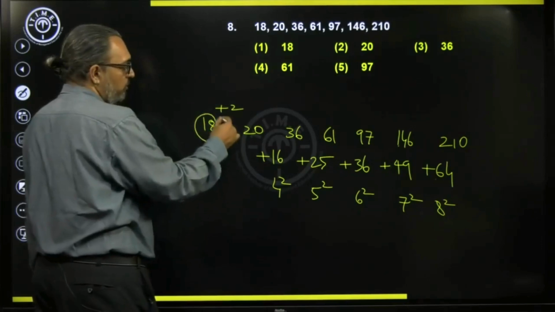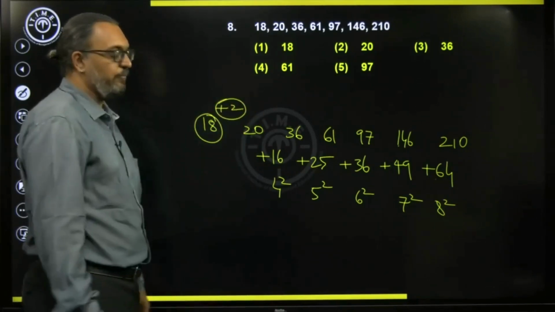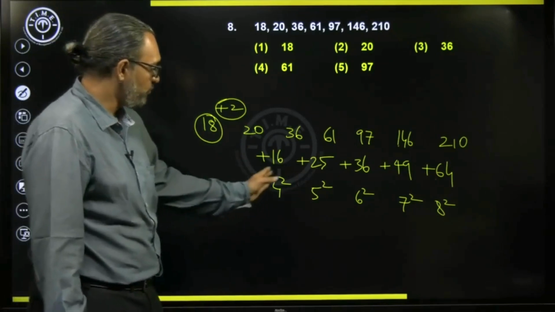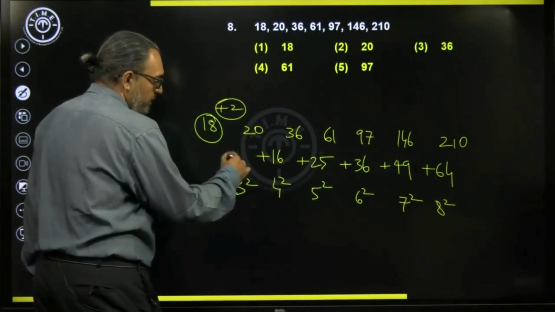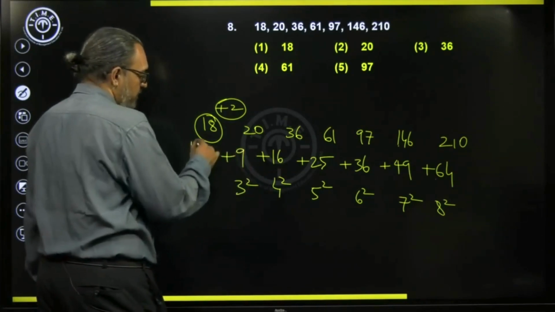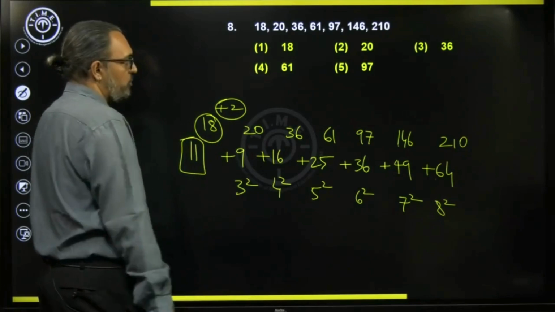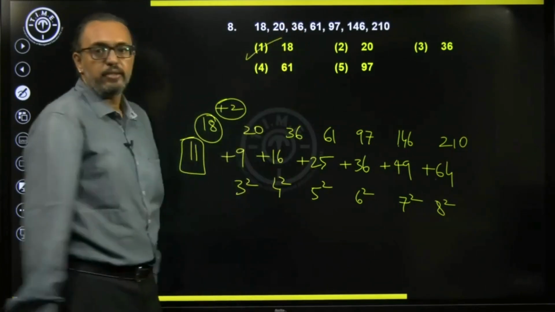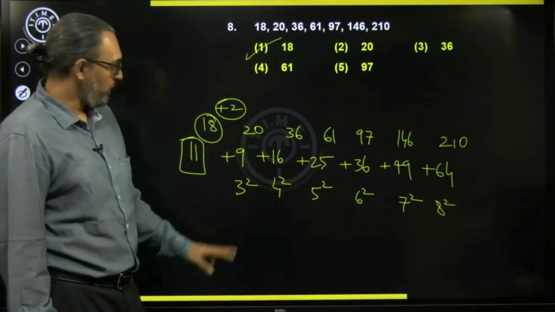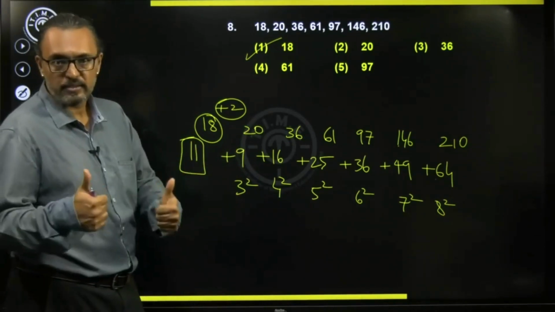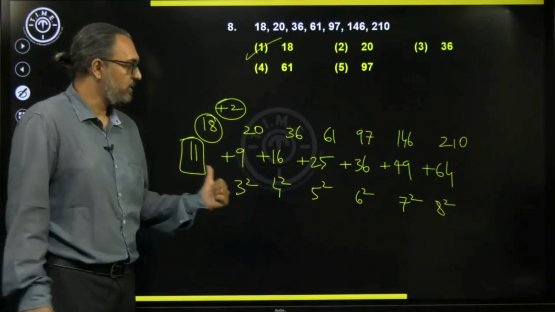That means this is the wrong number because this is the wrong difference. Correct. So we have 4 square, 5 square, 6 square, 7 square, 8 square. So this should have been a 3 square, means plus 9 you should have had, means 11 should have been the number actually, not 18. 18 is going to be the wrong number. So that 11 plus 9 is 20. So that you get 3 square there. Yes? Yeah. So that's the logic for this.